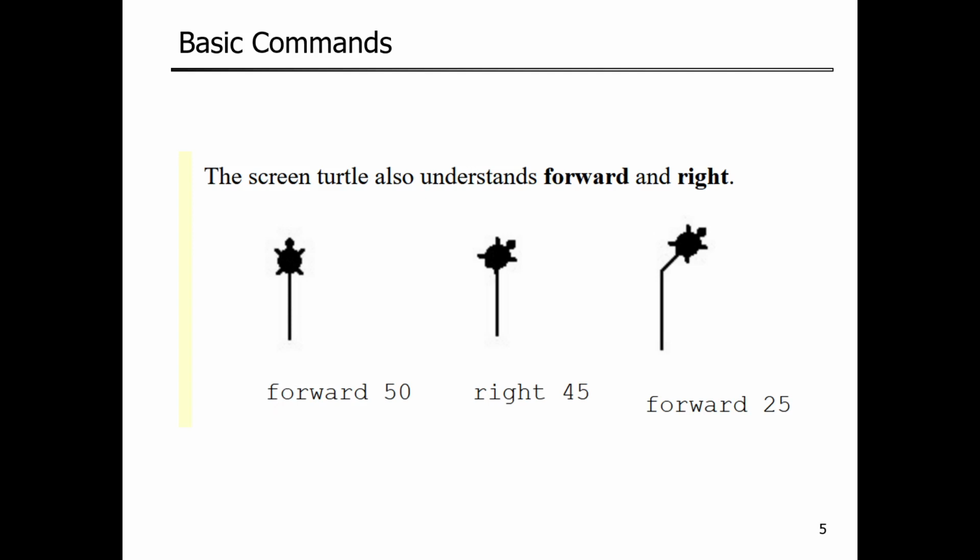So you would have some statement that says forward, and then how many units it should go forward. So forward 50 would basically let the turtle go 50 units forward, and then you have right 45, which is turning the turtle's orientation right by 45 degrees. And then you can go forward again for 25 units. So this way you're basically drawing some stuff.